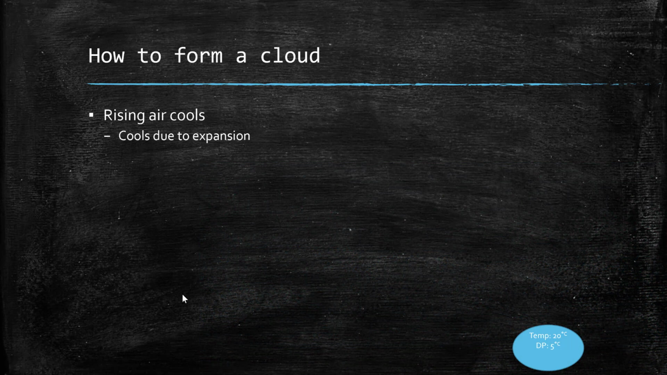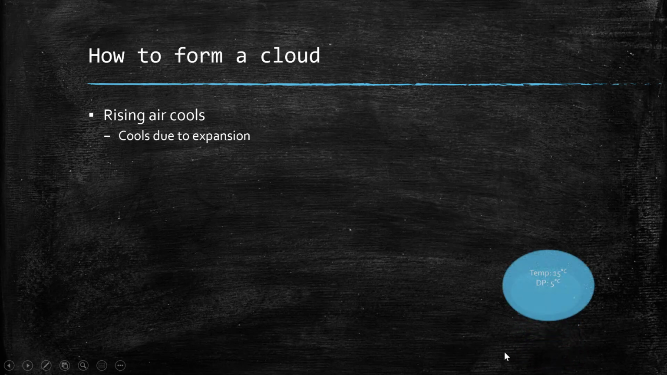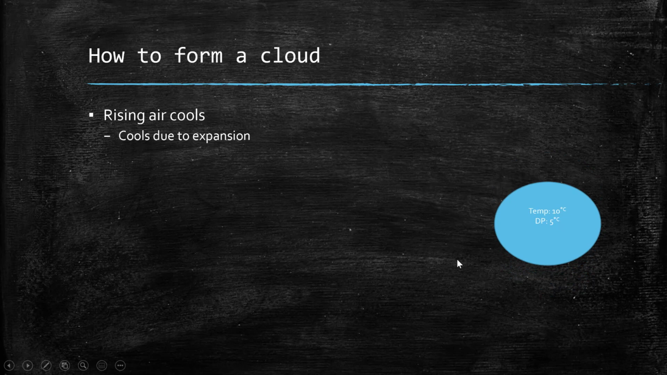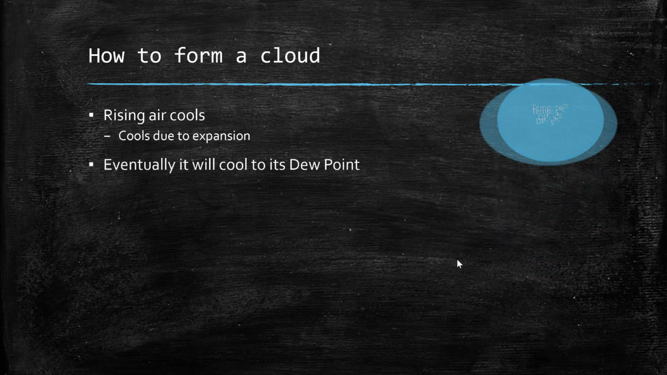So as that air rises, first off, it starts out with a certain temperature and certain dew point. It will rise, and since the pressure around it is lower, it's going to actually expand. That expansion causes it to cool down. It originally was at 20 degrees Celsius here. Now it's at 15. Notice that the dew point temperature hasn't changed. It's going to rise a little bit more and cool off a bit more as it expands, and it continues to rise in that fashion until it reaches its dew point.